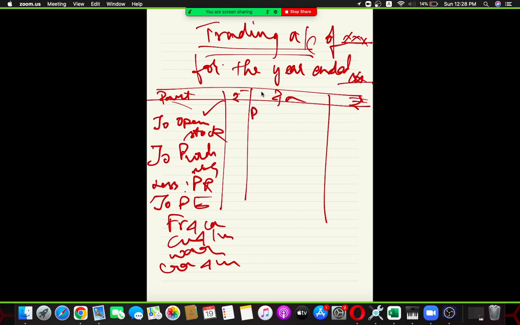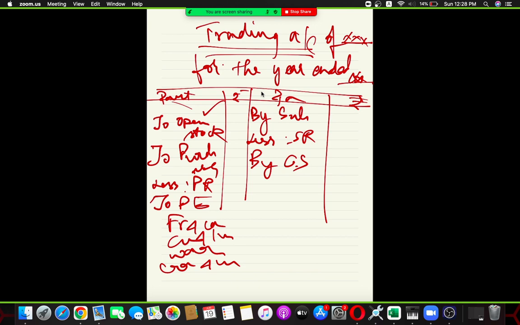Now next, by sales account. Only direct expenses will come in trading account. Indirect expenses will go to your profit and loss account. Now, by sales account, you will reduce your sales returns. Then by closing stock.